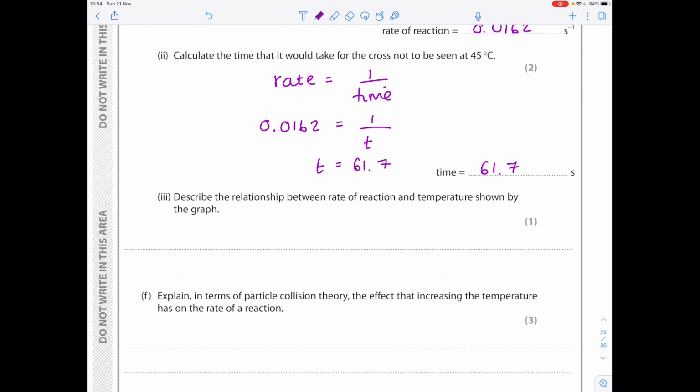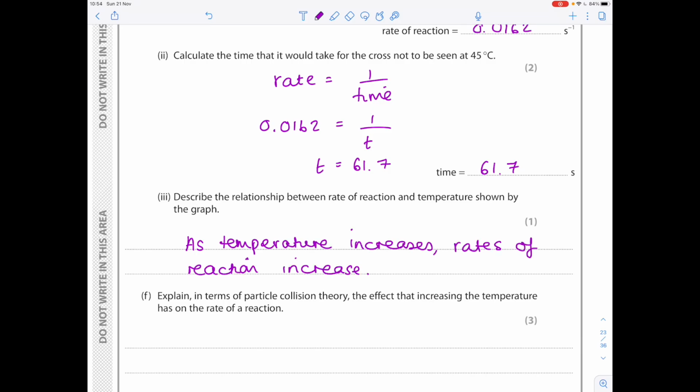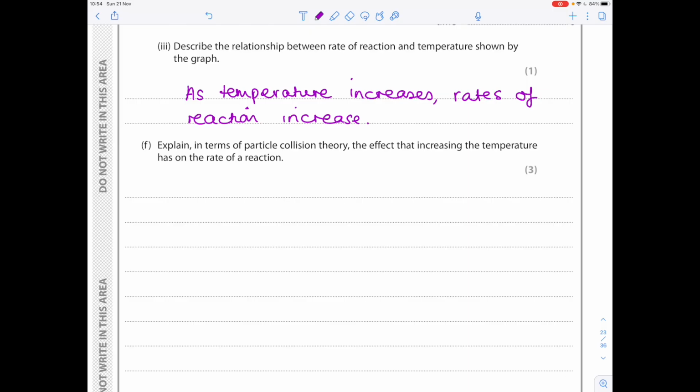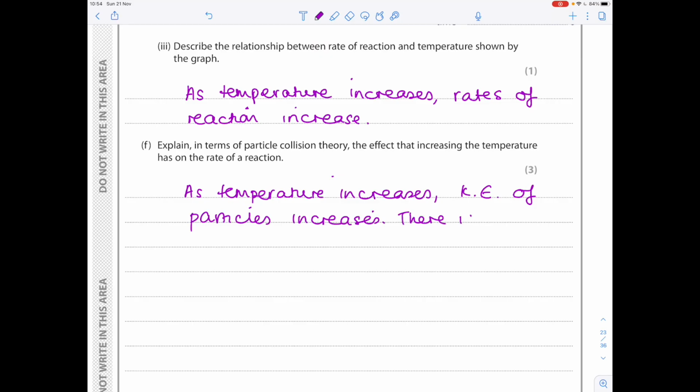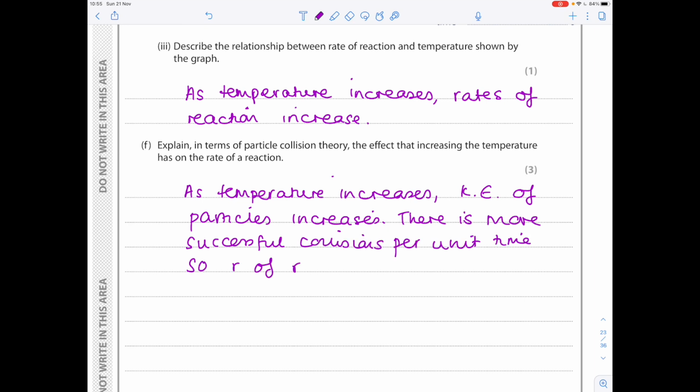Describe the relationship between rate of reaction and temperature shown by the graph. Nice simple description. As temperature increases, rates of reaction increase. Explain in terms of particle collision theory the effect that increase in temperature has on the rates of reaction. Okay, nice straightforward recall question here. So as temperature increases, kinetic energy of particles increases. Write that out in full. There is more successful collisions per unit time, so rate of reaction increases.